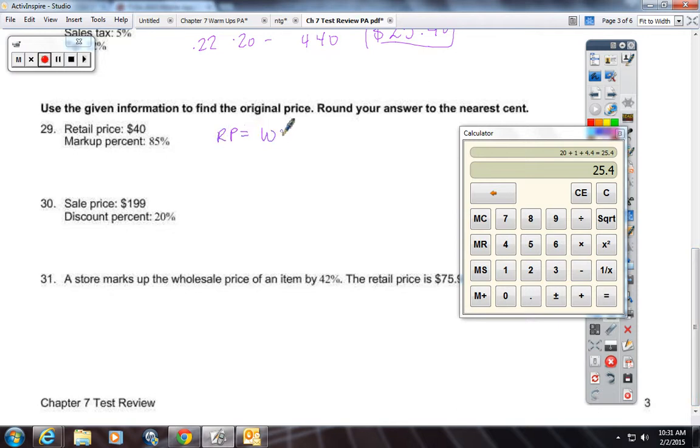So, I need to fill in what I know. Do I know the retail price? Yes, it is $40. Do I know the wholesale price? No, that's what I'm trying to find. Say it's a shirt, it's $40. That's what you paid for it. I'm trying to figure out what Dillard's paid for it before I had to pay for it. So now I'm going to take this times 100% plus the markup percent. So I've got 100% plus the markup of 85%. So rewrite it again. 40 equals the wholesale price. What's 100% plus 85%?